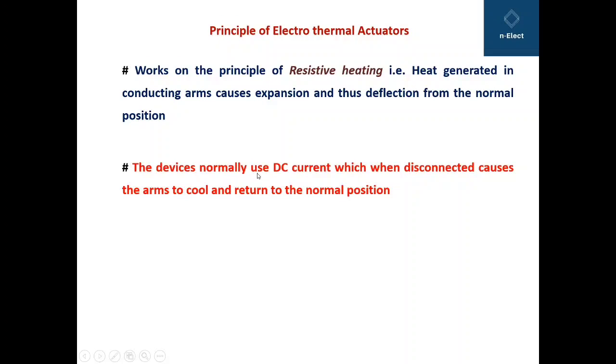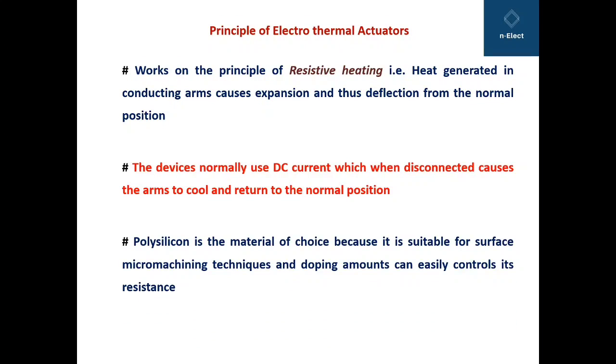The devices normally use DC current, which when disconnected causes the arms to cool and return to the normal positions. So when heat is produced, the expansion of the arms takes place, and when the arms are cool, they return to their normal position. Polysilicon is the material of choice because it is suitable for surface micromachining techniques, and doping amounts can easily control its resistance.